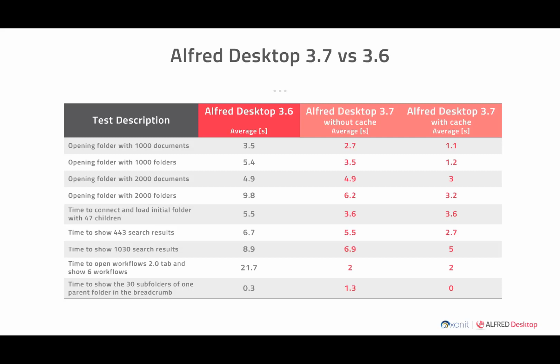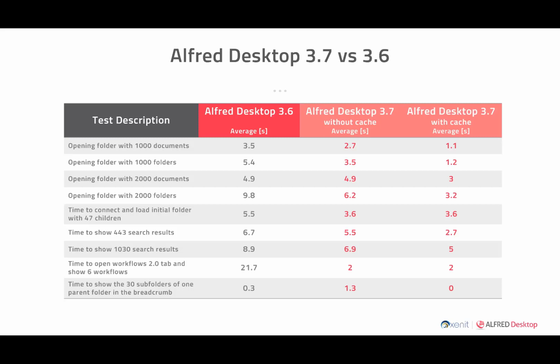First opening of that folder with 1,000 folders goes down from 5.4 in Alfresco Desktop 3.6 to 3.5 seconds. And look, we almost get it as fast as 1,000 documents if you open it the second time. So the data come from the cache. So that's spectacular. That's not 30%, but that's a factor 3. If you use it, you feel it. And speed goes into all operations.